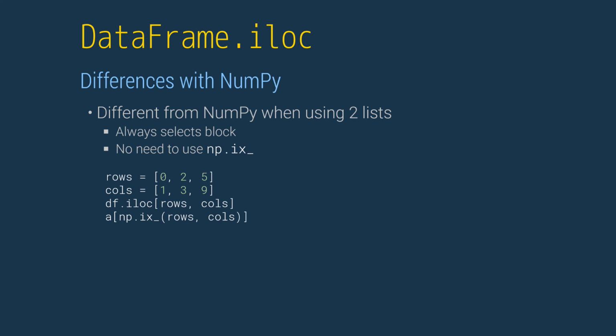The only important difference between NumPy selection and using iloc occurs when selecting blocks in a data frame using lists. NumPy requires that we use np.ix to reshape lists when selecting rectangular blocks. DataFrame selection using lists behaves as if np.ix is always called. This simplifies block selection in data frames.